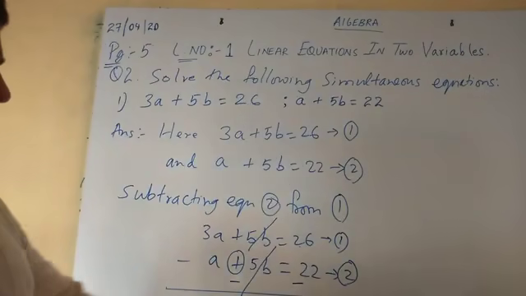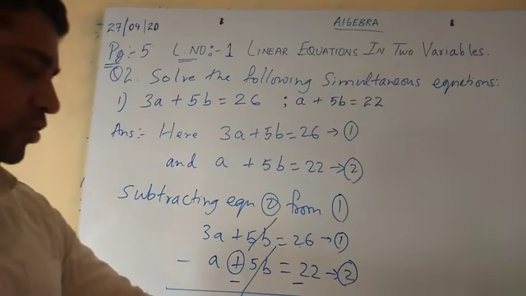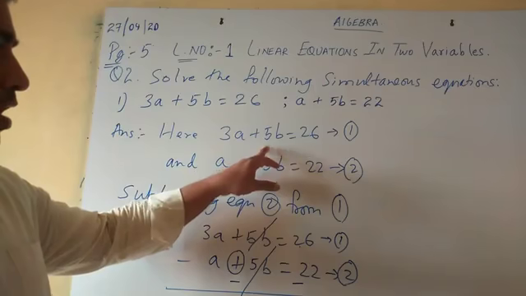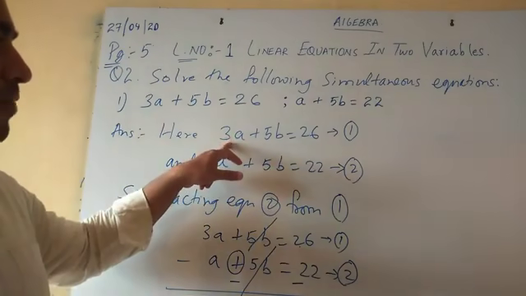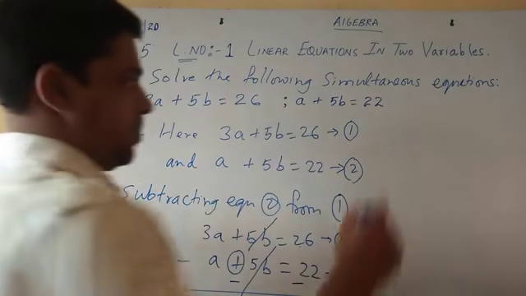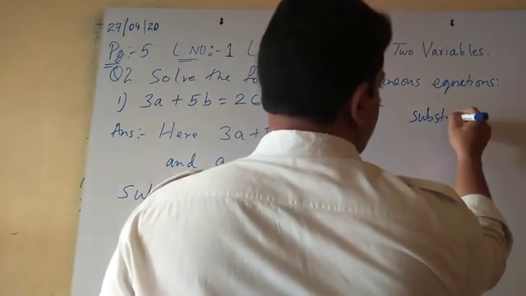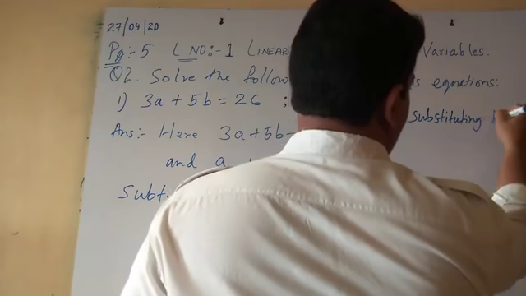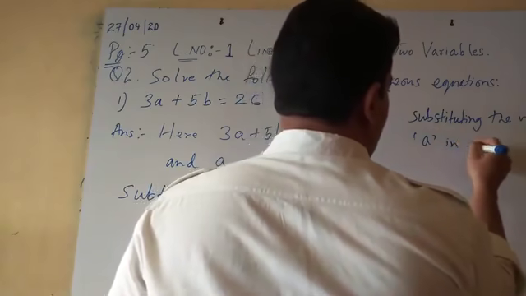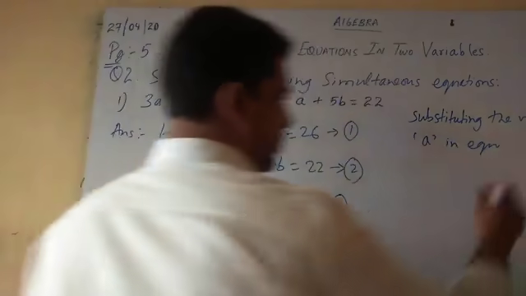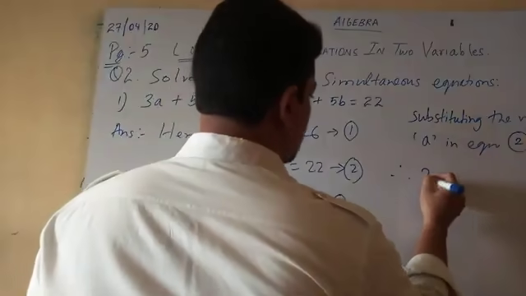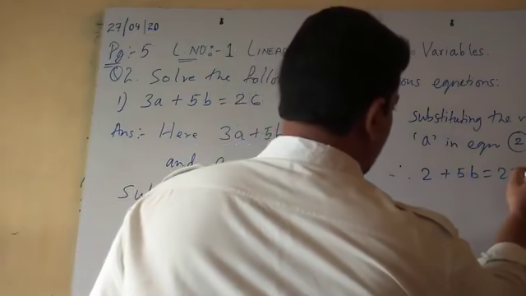Now to get the value of the other variable, we'll have to substitute the value of a in any of the equations. We'll substitute in equation 2. It is easier. Why? Because in equation 1 we have a big number, 3a plus 5b. So I will substitute in equation 2. Substituting the value of a in equation 2, it will become 2 plus 5b is equal to 22.